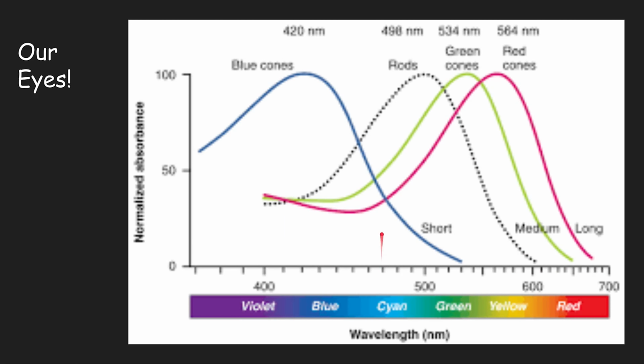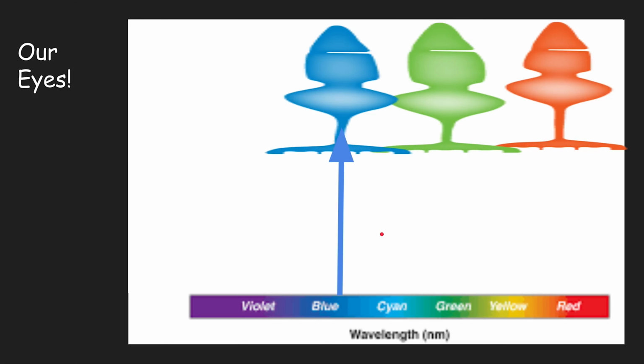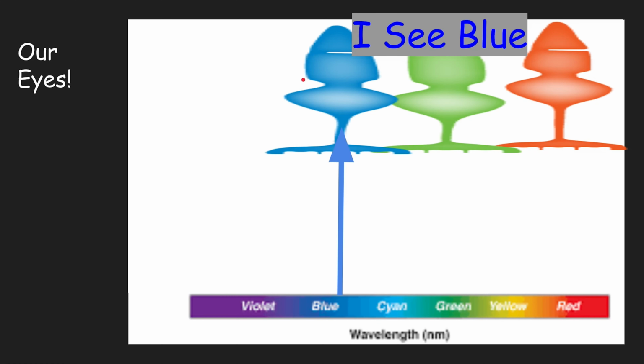We're going to simplify this graph into a picture that looks something more like this. We have blue cones, green cones, and red cones kind of next to each other here. And if we have blue light come in, it will trigger the blue cone. Blue light would not trigger either of these cones. And therefore that sends signals to our brain: I'm not being triggered, I'm not being triggered, I am being triggered. And our brain says that is blue.